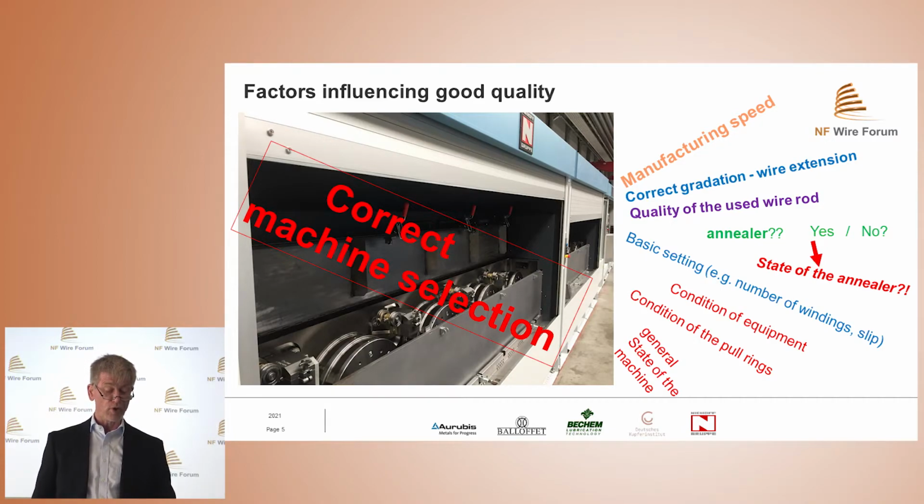But the next points are factors that can be influenced by yourself. Basic settings, like the wire elongation, number of windings, and the line speed, for example. The conditions of the line, for example, the cones. Later on, we will discuss if to use an annealer in the rod breakdown machine for our process is necessary or not.